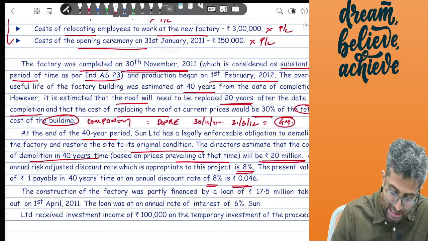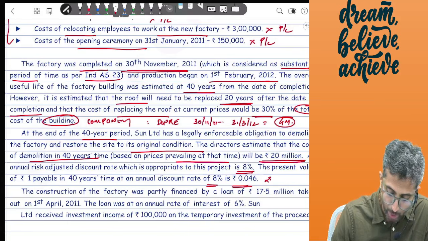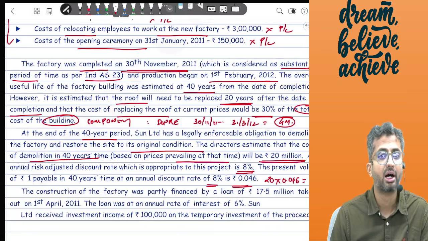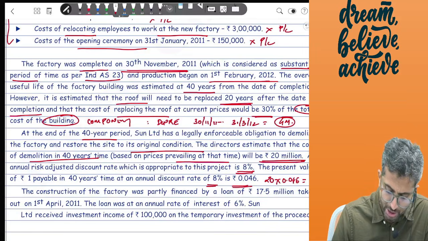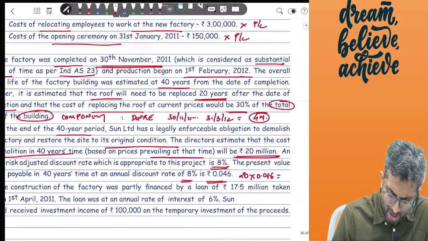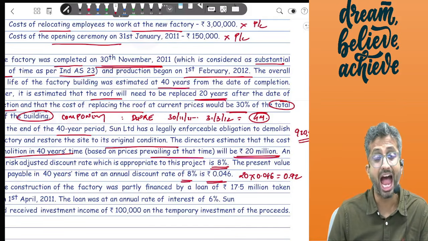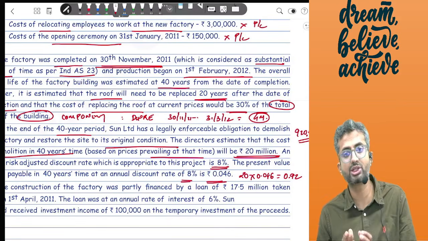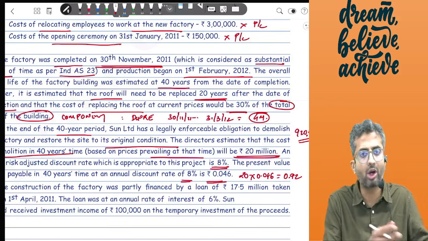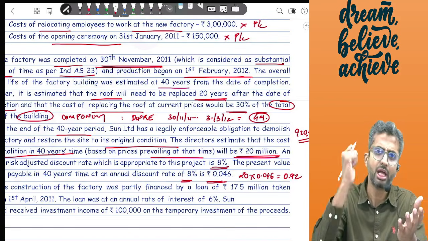0.046, and as a result you would say 20 into 0.046. 20 is to be incurred after 40 years, so into 0.046, that is approximately 0.92 million or 9,20,000. So we can say 9,20,000 is the present value of site restoration, and the event that gives rise to this obligation is the construction, not land purchase, but the construction that you have to dismantle.